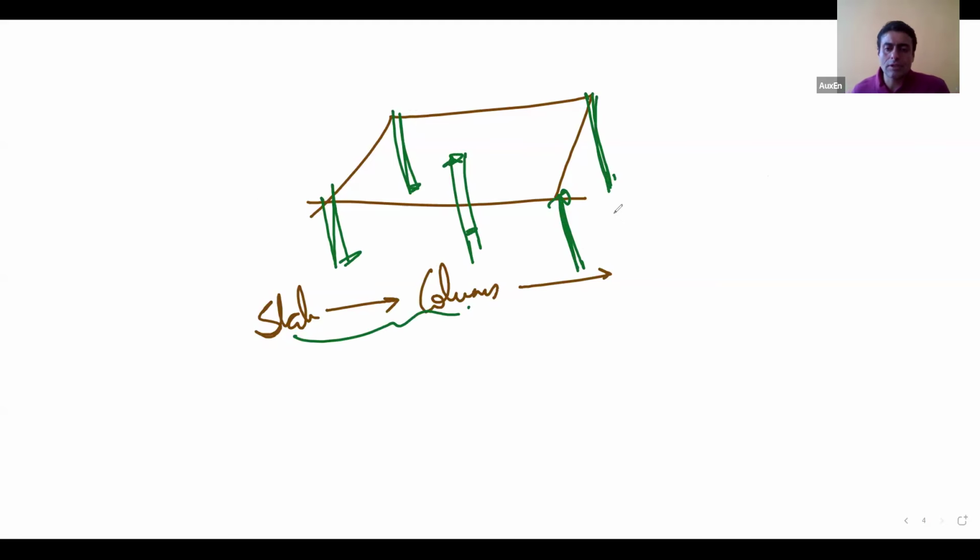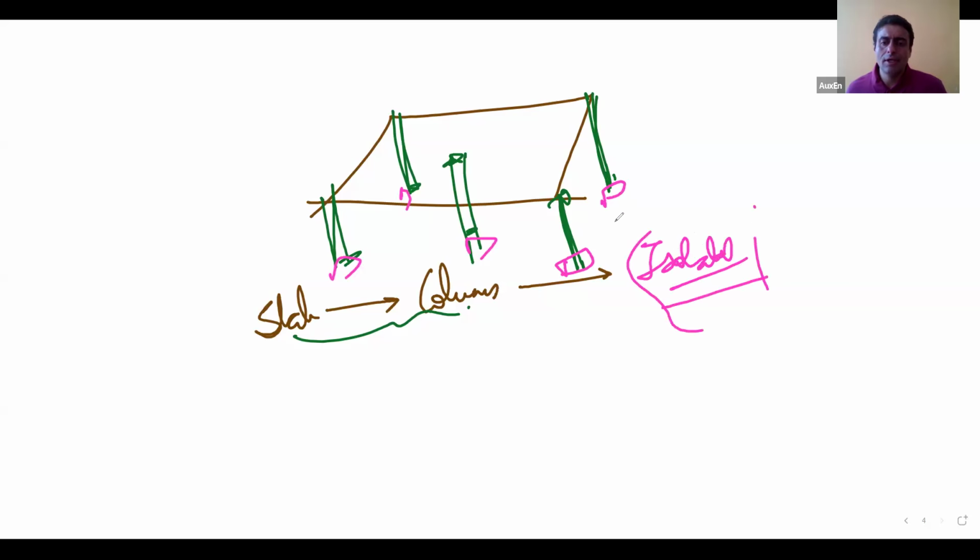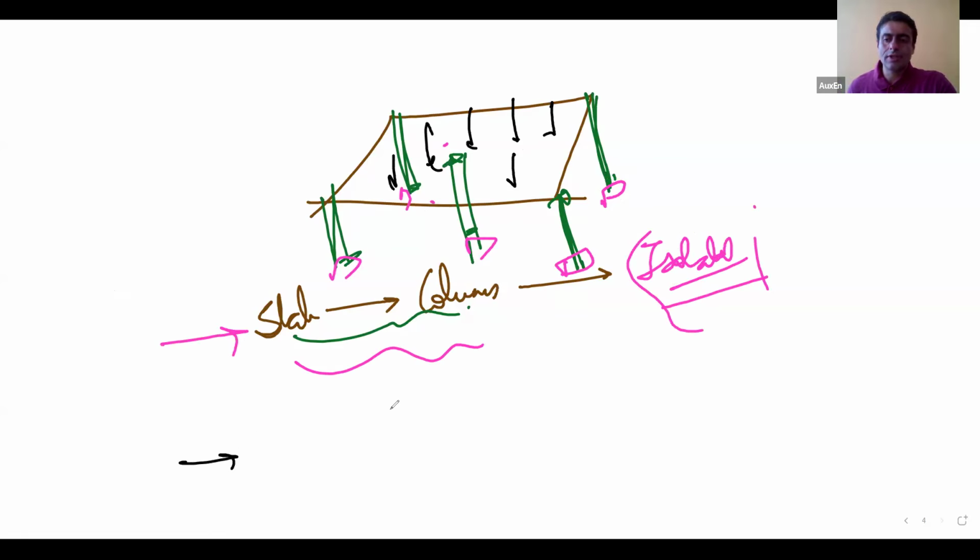And then, of course, this substructure can be isolated or raft or whatever, depending on the soil strata. That is a different discussion we will have. I am right now focusing more on the superstructure. So that will be called a flat slab, where the load transfers directly from slab to columns. Gravity load can also transfer in this manner. Lateral loads can also transfer in this manner.